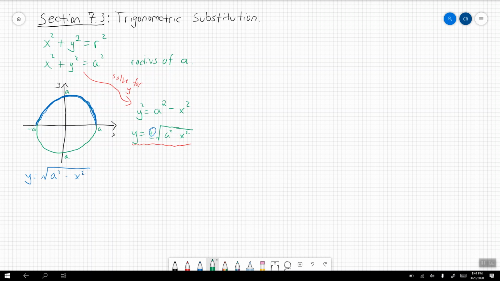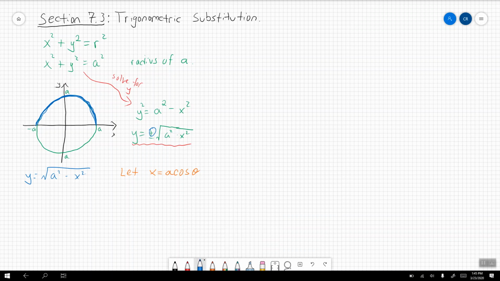One of the things that we learned from trig is that anytime we have some sort of circle, we can always parameterize using some theta and some r value, in this case some radius value. So what I'm going to do here is say, really quickly, let x equal a times cosine of theta. Now, by doing this, I'm creating this substitution.